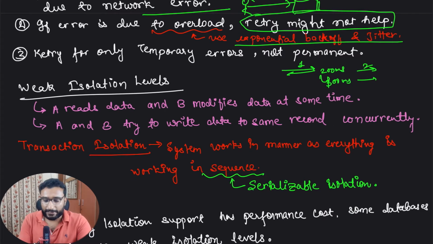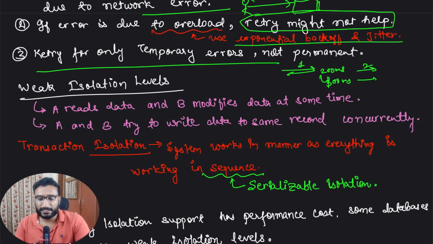Understood? And the final point is we should only retry for temporary errors, not permanent ones. So if you are sure that even if you retry the query you are anyway going to fail, you should be able to bifurcate these errors into temporary errors and permanent errors, basically retriable exceptions and non-retriable exceptions. If you are getting retriable exceptions, then only you have to retry. If you are getting a non-retriable exception, then there is no point in retrying.